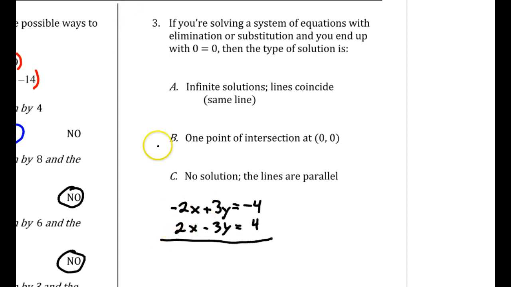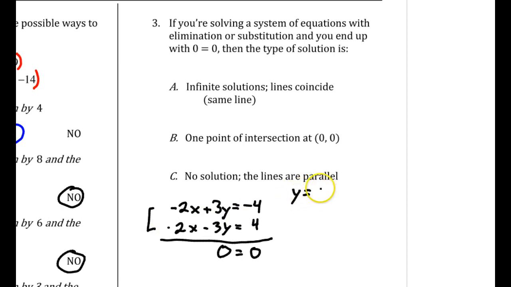Now if you look really closely, the second equation is just the first equation multiplied by negative 1. Or you can see all the signs are just the opposite. Negative, positive, positive, negative, negative, positive. And when you add these up, the left side you get 0 and 0, and the right side you get 0 and 0. Okay? It's because these are the same equation.